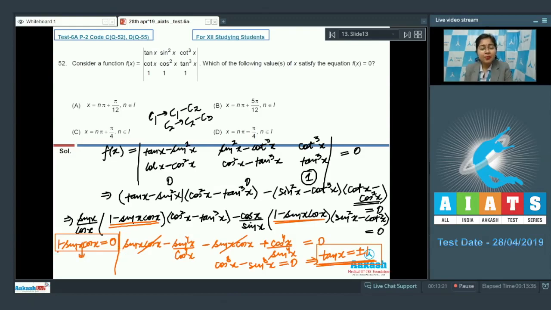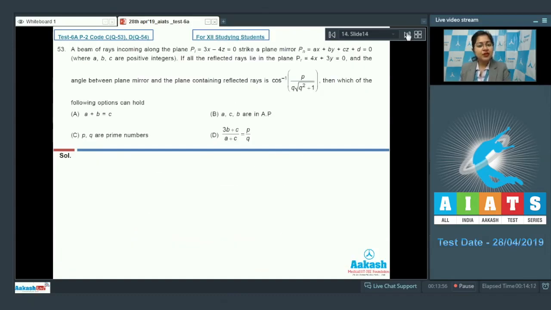Now, if we multiply both sides by 2, we will get 2 minus sin 2x equal to 0. That is, 2 is equal to sin 2x. Now, this is not possible, so we don't get any solution from here. Now, tan x equal to plus minus 1 will give us x equal to n pi plus minus pi by 4 for n belonging to integer. So, from the given options, it can be seen that the correct answer is option number C and D. So, C and D are the correct answer.